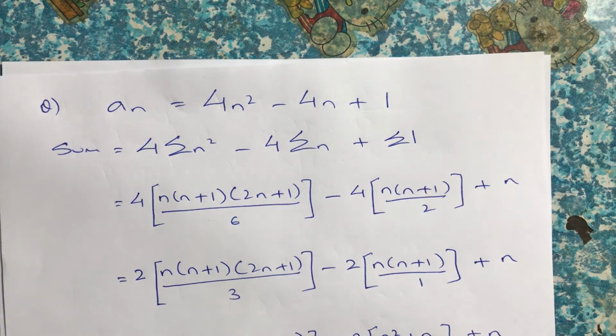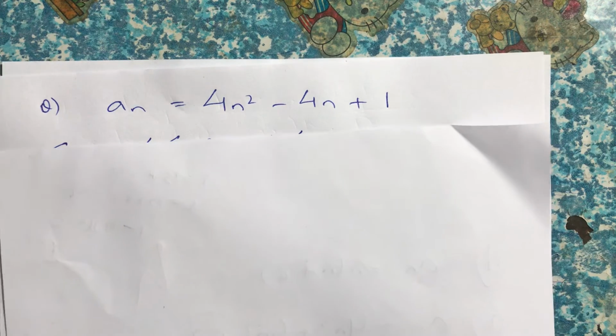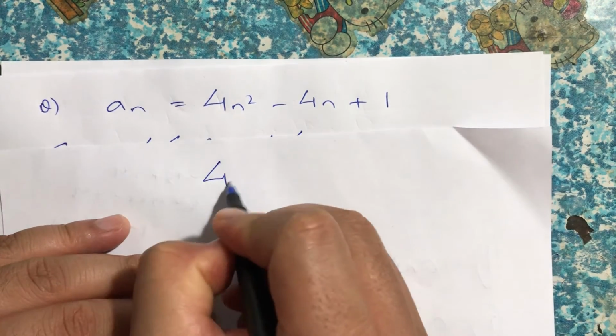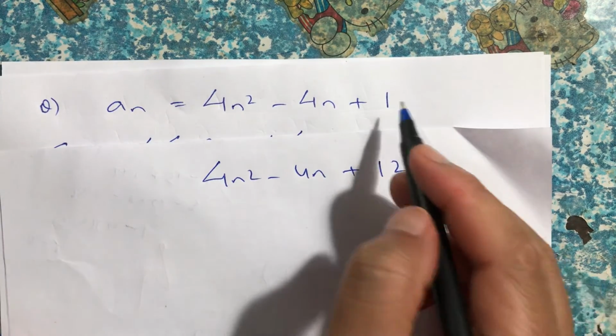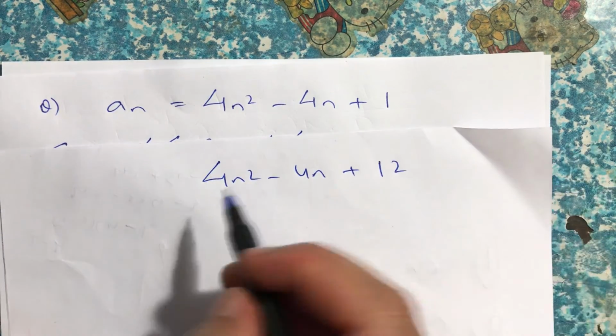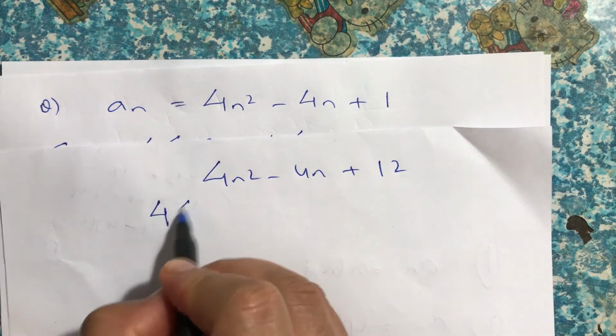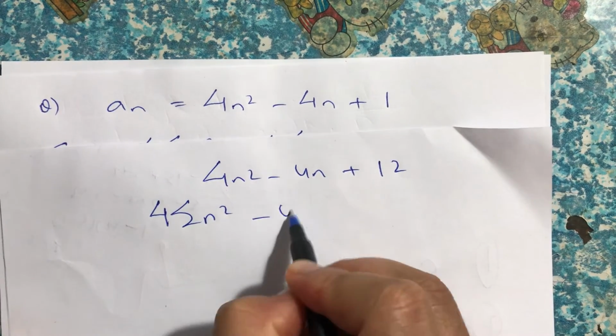Sometimes what will happen is, supposing instead of 1, we had, let's say, 4n square minus 4n plus 12. Sometimes you may have not just a 1, you may have any number. So how will I write this? I'll write a 4 sigma n square minus 4 sigma n.